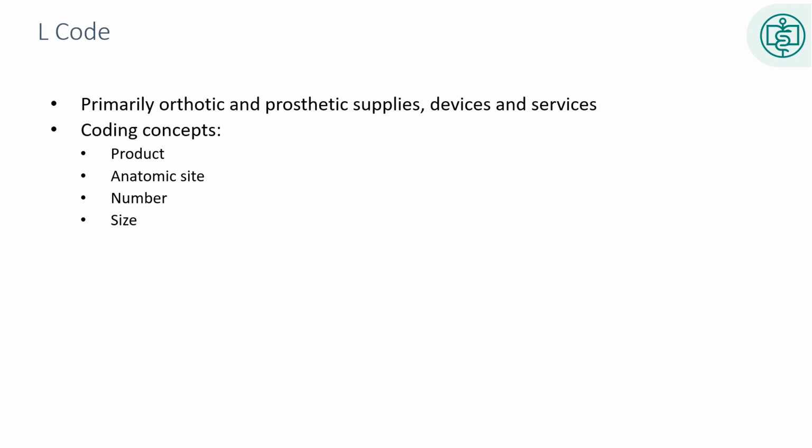The L code section includes the orthotic procedures and services and prosthetic procedures. The key coding concepts are the anatomic site, number, size, and type of product or procedure.